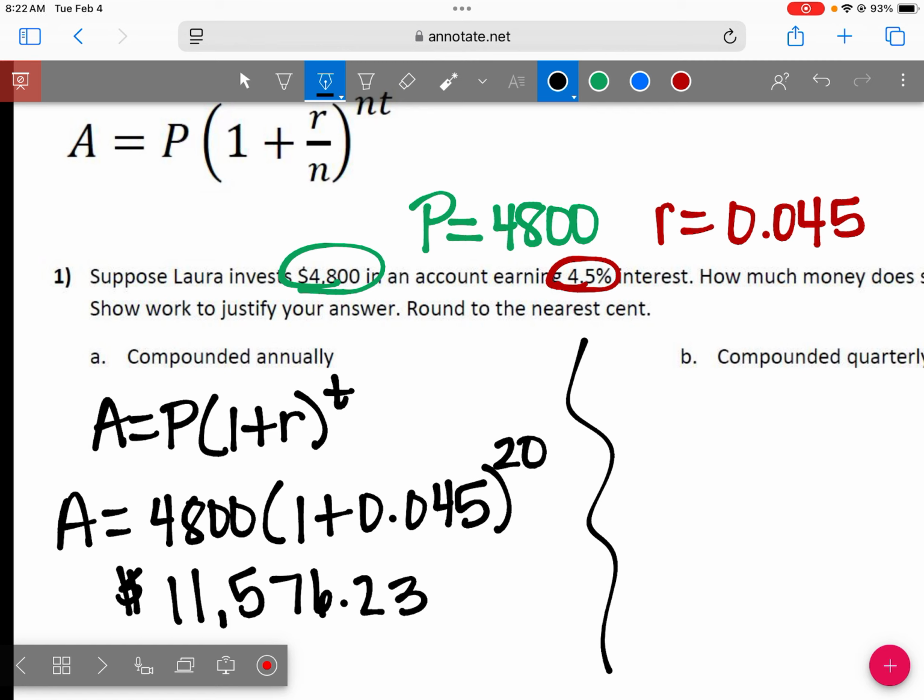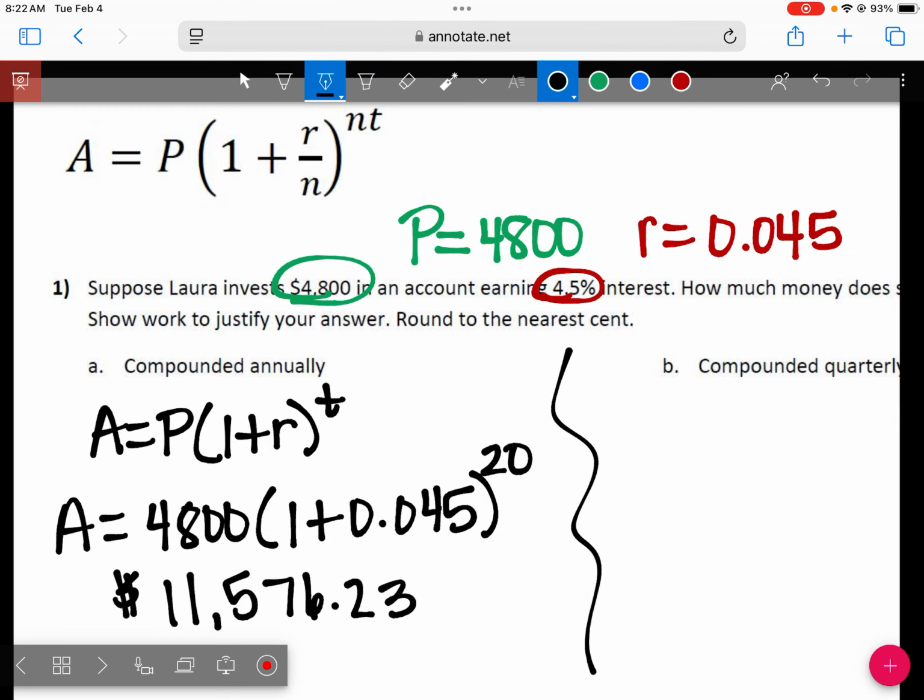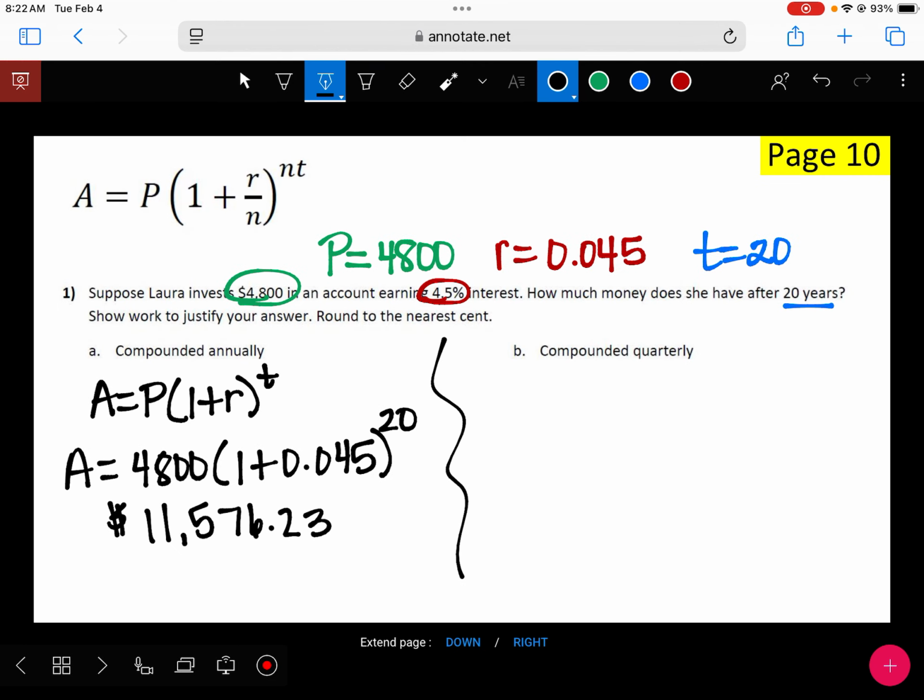Okay, so now let's look at part B. Quarterly. So going back, what did we say? How many quarters are in a dollar? 4. So now that N equals 4, we have a different formula. Well, not a different formula, but we have to include this N value. I'm going to write how you need to type it in the calculator, and you have to type it in exactly the way you see it written.